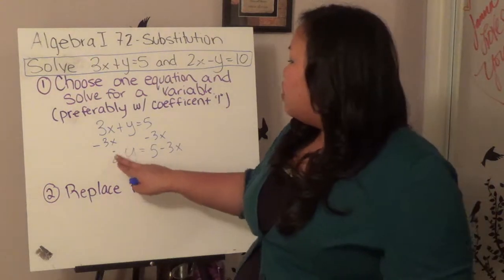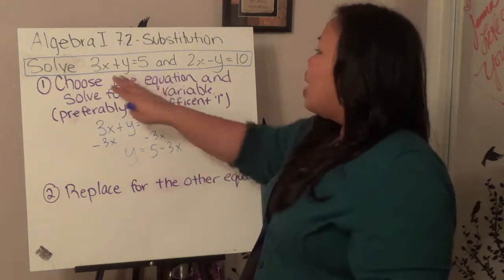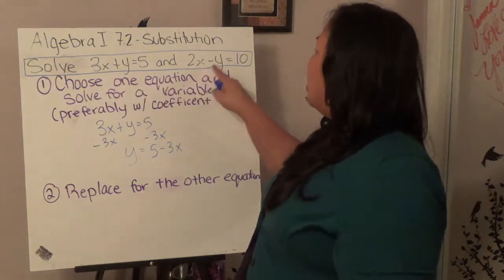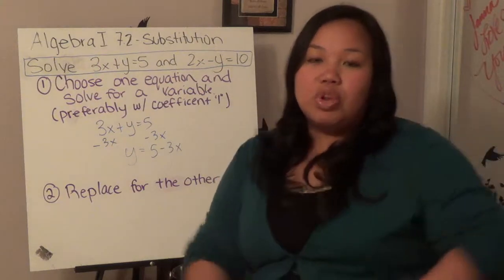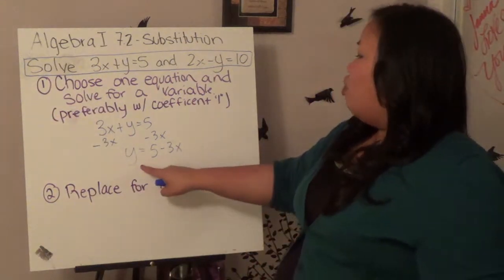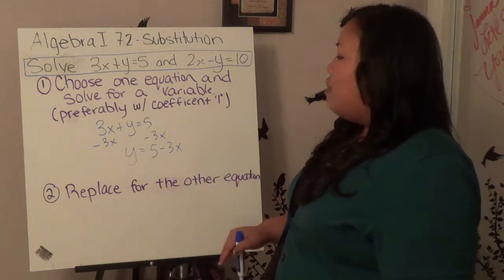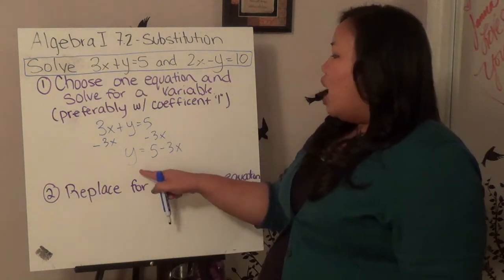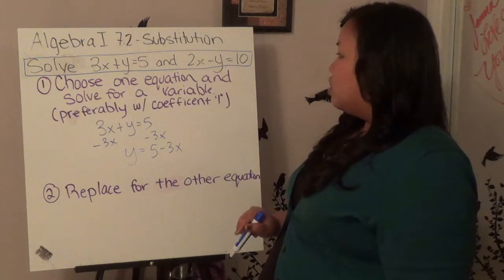But if I don't have to divide, if I just have to move everything to the other side, because y, or whatever variable, it can be this x, this y, this x, this y, it doesn't matter, just choose one that's all by itself, and then bring it to the other side. So I have y equals 5 minus 3x, okay? Once I have that, that means y equals 5 minus 3x for this equation and this equation.